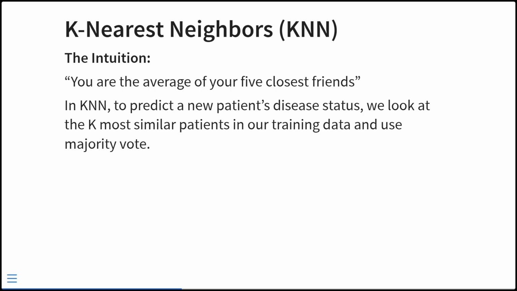So we want to predict a new patient's disease status. We look at the K most similar patients. K can be any number. We use a particular formula to find the nearest neighbors and we group them. And then we use the majority vote to decide the group.